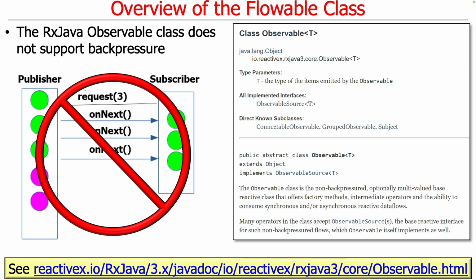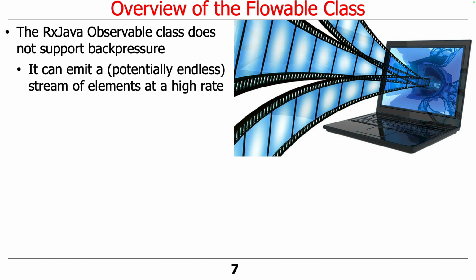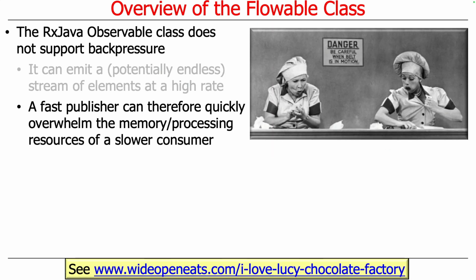Because of the evolution of RxJava, the initial implementation supported something called observable. We've seen that for quite a bit. And that class does not support back pressure. There's no way to keep fast publishers from overrunning the resources of slower subscribers. You just have to suck it up and do whatever. Therefore, an observable can emit a potentially endless stream of elements at a very high rate. And fast publishers can therefore quickly overwhelm the memory and processing resources of slower consumers.